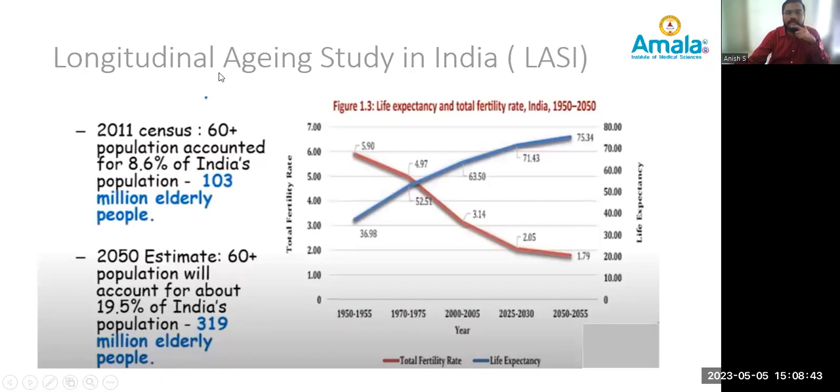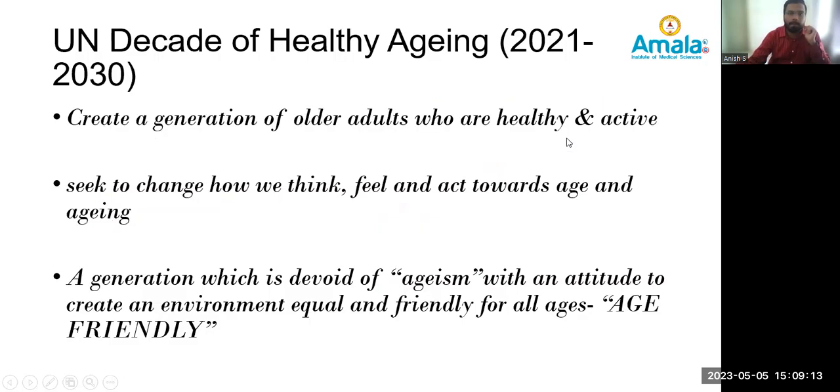This is the study that I was mentioning. It's the largest study that has happened in any country. It's the largest longitudinal study on aging which has happened in India, and the first report came about last year, and it estimates that by 2050 about 19.5% of India's population would be older adults, and this is because the life expectancy has gone up and the fertility rate has come down. The total fertility rate has come down and the life expectancy has gone up.